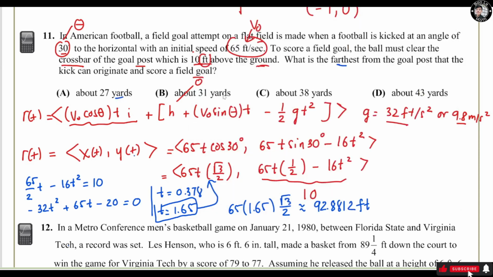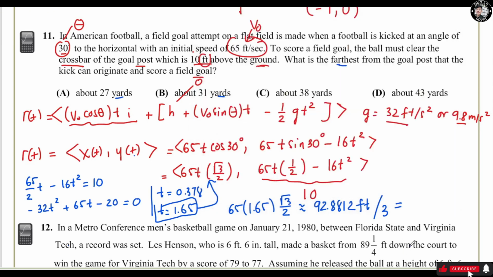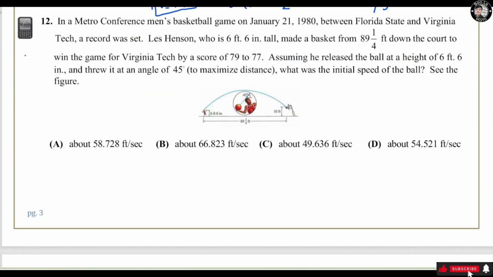Now look at the answer choices right here. The unit should be yards, right? So we know that 1 yard is 3 feet. So we're going to take this number and divide by 3. We're going to pull up the calculator again and divide this by 3. So it could be 30.960, right? The number closest to this is going to be answer choice B. Now let's move on to question 12.